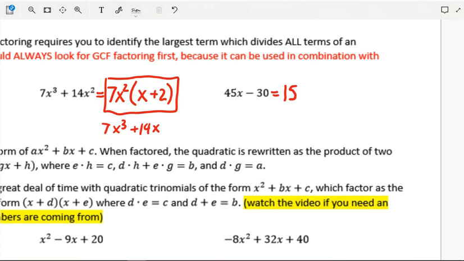Notice one of these terms has x and the other one does not, so I cannot factor x out of this. So that means my GCF between the two terms is only 15. So now when I factor 15 out of 45x, that gives me 3x. And then when I factor 15 out of 30, that just gives me 2.